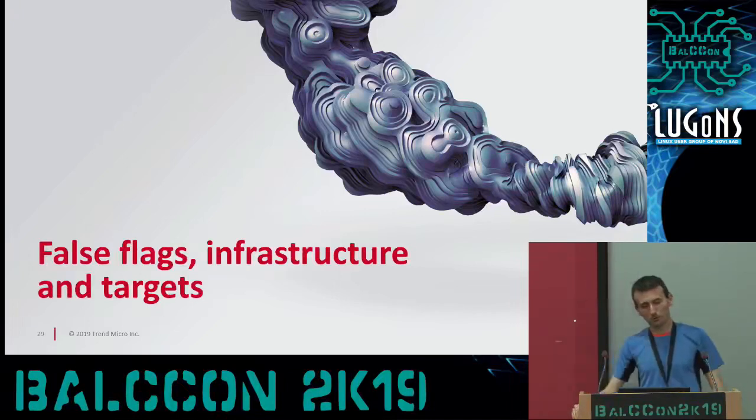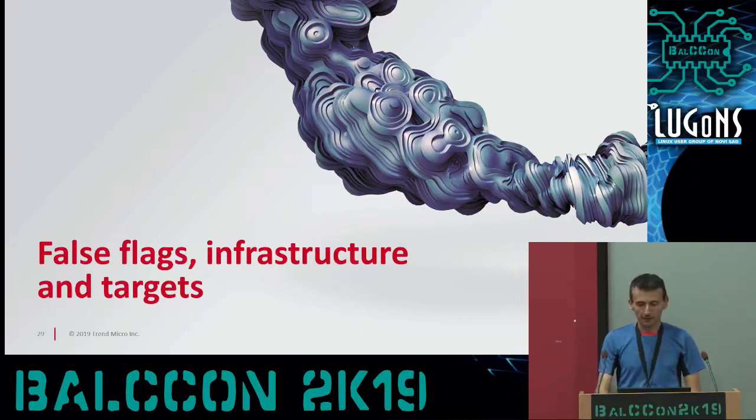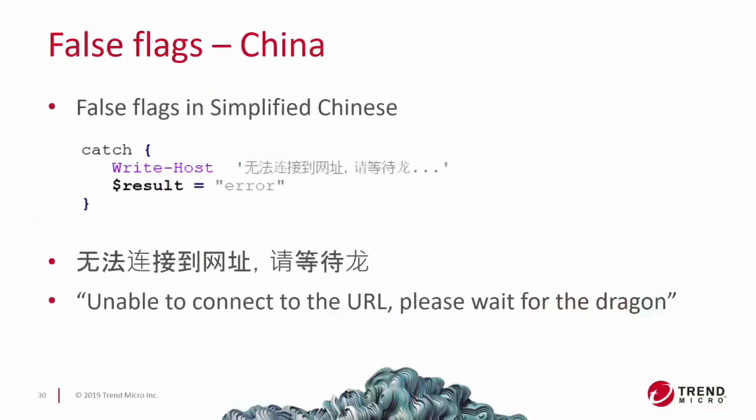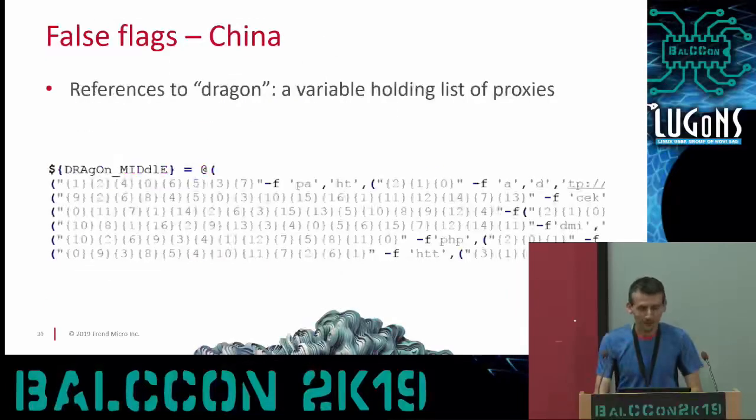Now I will talk shortly about the false flags, infrastructure, and the targets. What I mentioned before is that one of these backdoors had many layers of obfuscation. After deobfuscating all of them, we were presented with these kinds of messages. In this one, there was some text in simplified Chinese, and the translation was saying, unable to connect to URL, please wait for Dragon, for some reason. So it was some kind of error message. They probably tried to confuse some beginner researchers into thinking that maybe they come from mainland China and try to target someone.